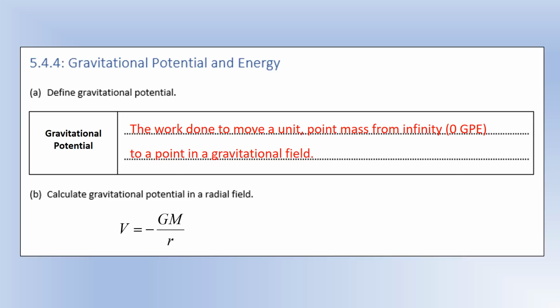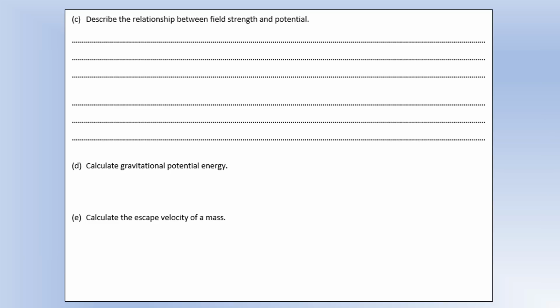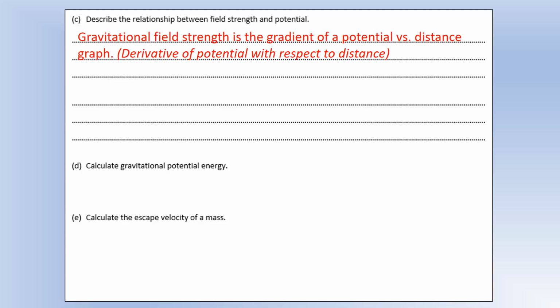So the symbol used for potential is V, just like we use V for potential difference in circuitry. And we can calculate it if we know the mass that's creating the field and how far we are from its center of mass. In terms of the relationship, linking it to field strength that we've seen before, field strength is the gradient of a potential versus distance graph, or another way of saying that is it's the derivative of potential with respect to distance.